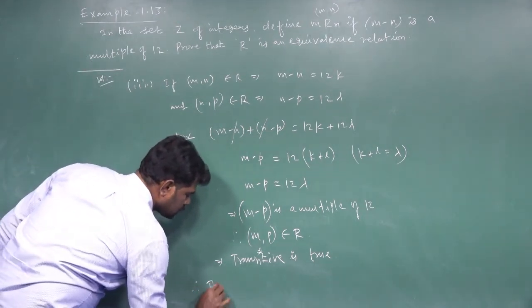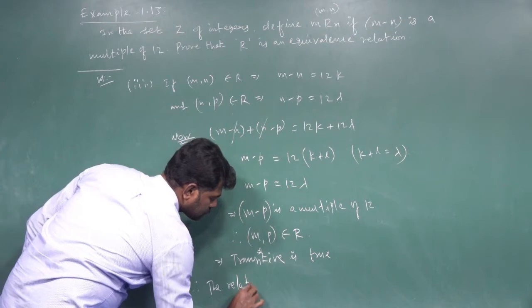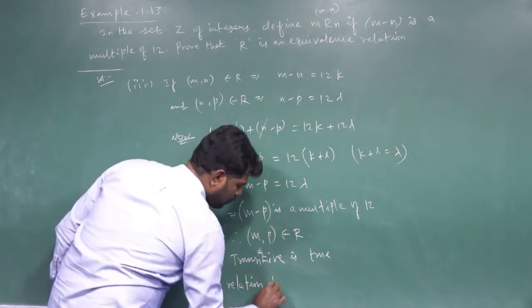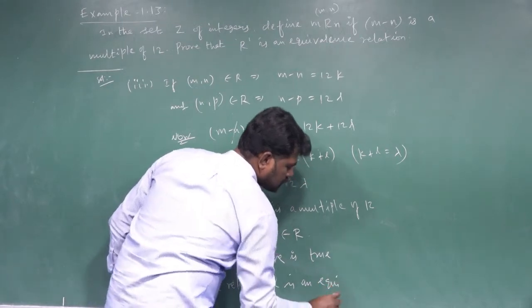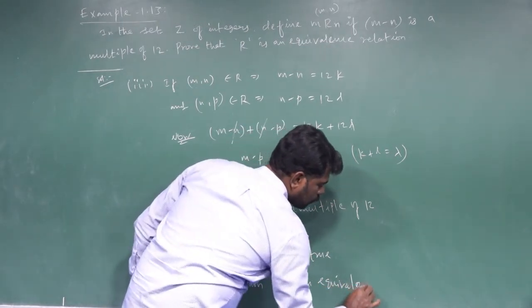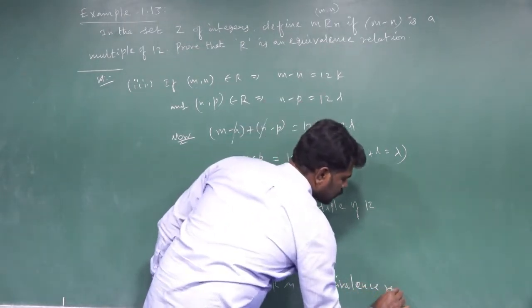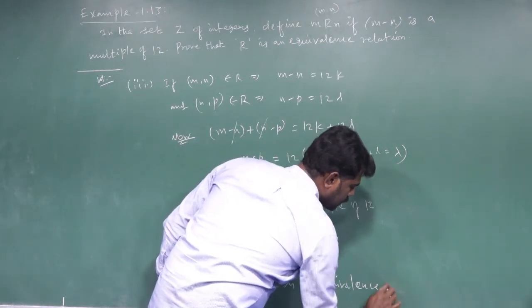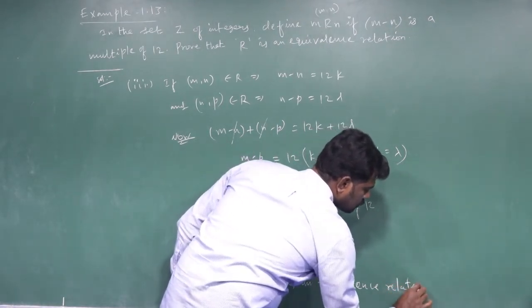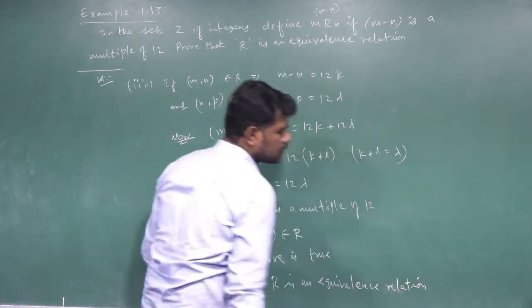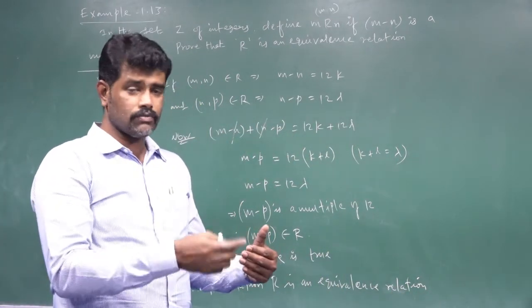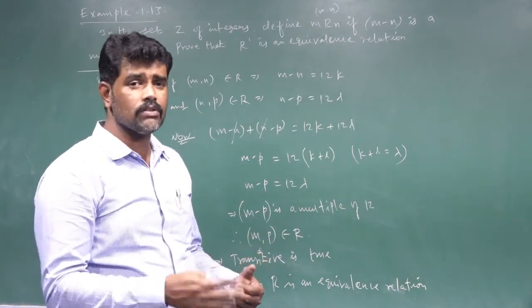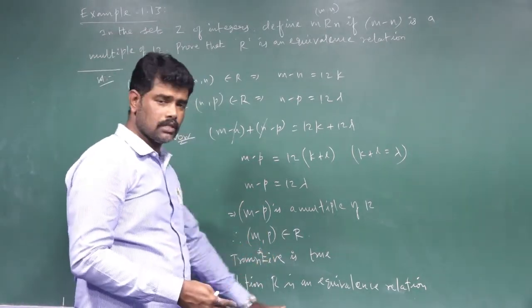Therefore the relation R is an equivalence relation. How is it an equivalence relation? Here all the three basic properties are satisfied. So if a relation satisfies all these three properties, then it is an equivalence relation. That's all.